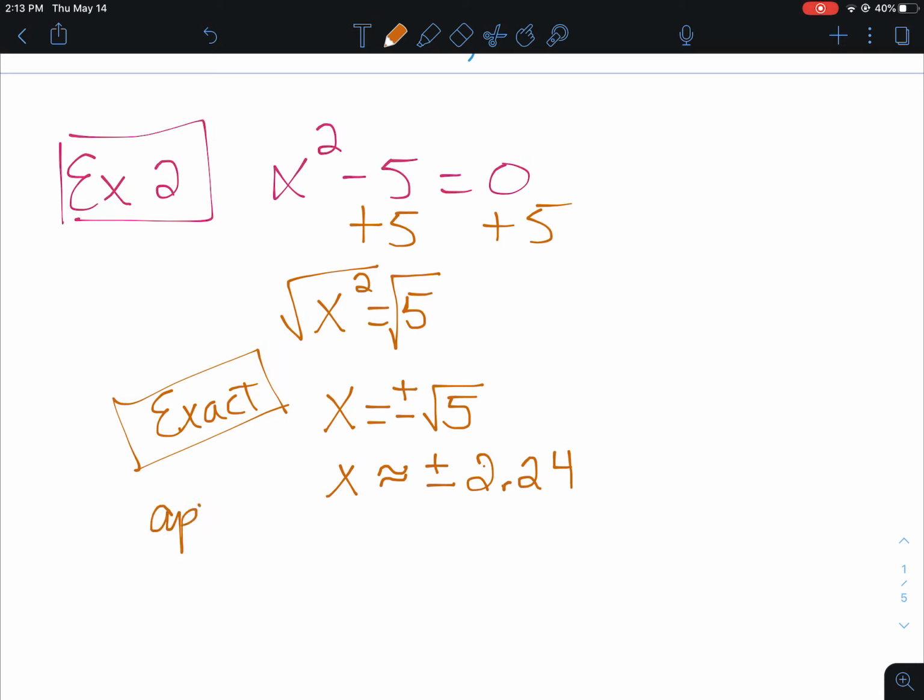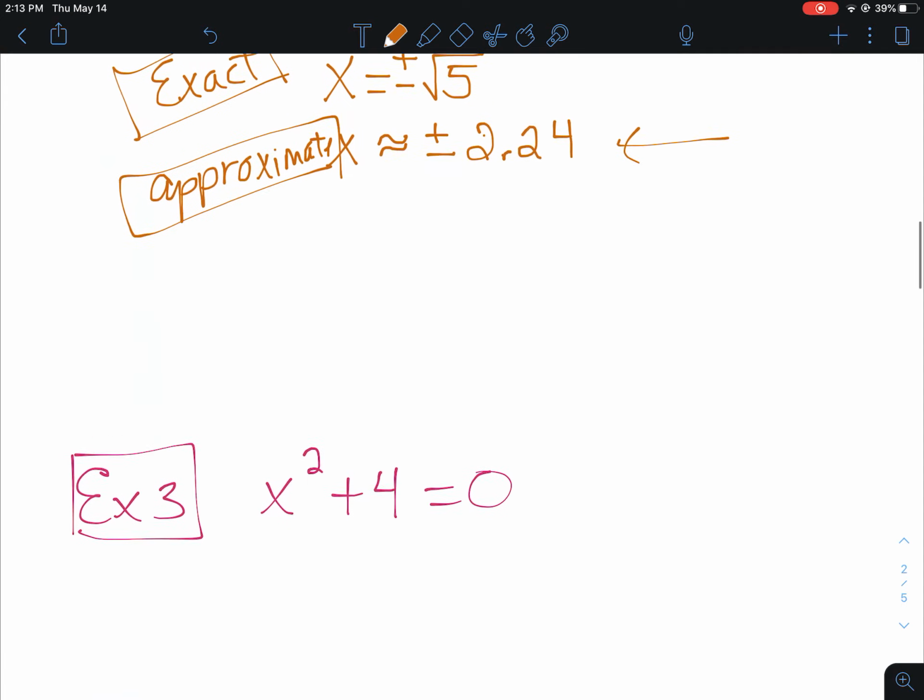So these are approximate answers, and exact is plus or minus the square root of 5. If we're graphing it, approximate is much more user-friendly. But if you're looking for an exact solution without using a graph, then the square root value is better.